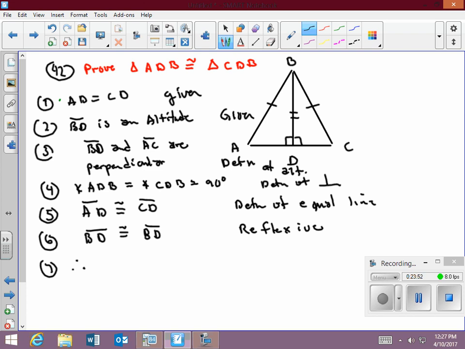What? You're going to say the two triangles are congruent? Triangle ADB is congruent to triangle CDB. What's going to be the reason? SAS. Side angle side.